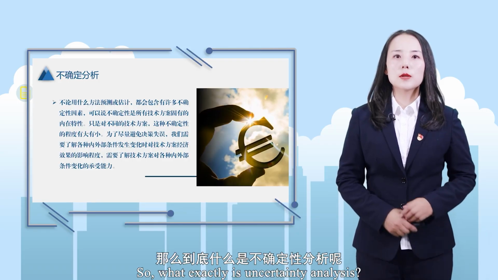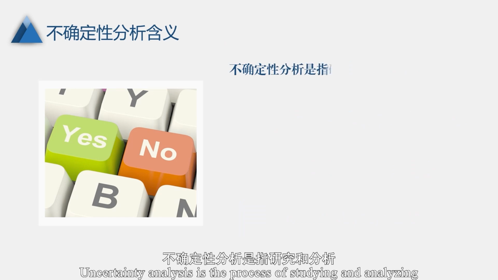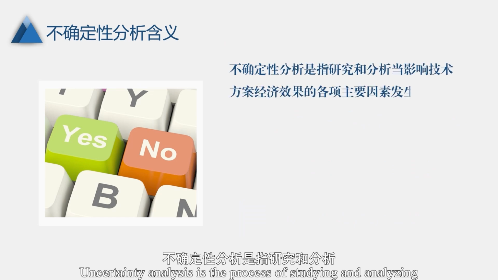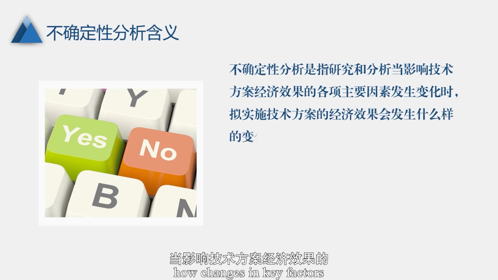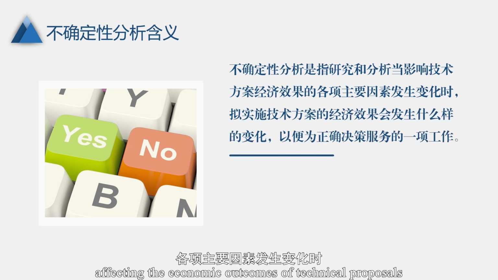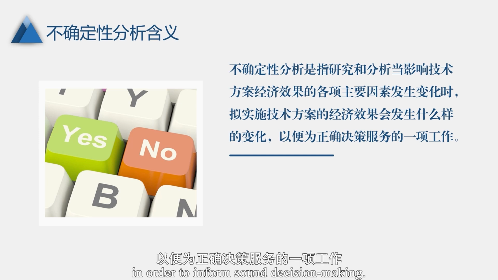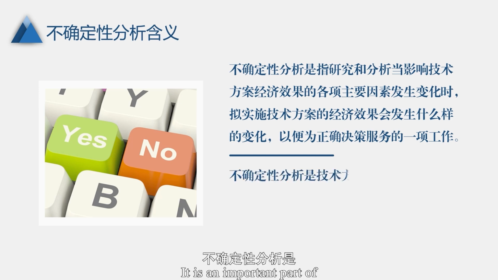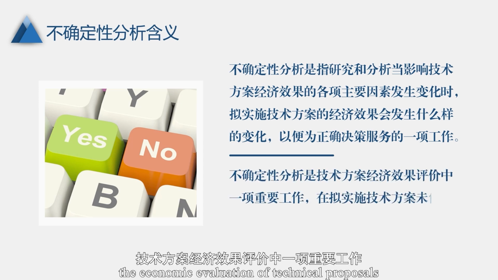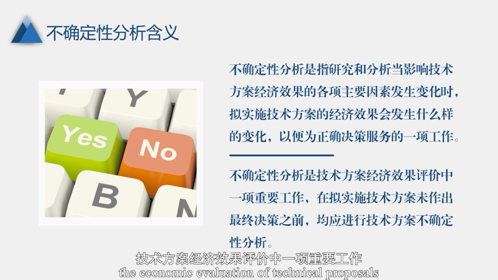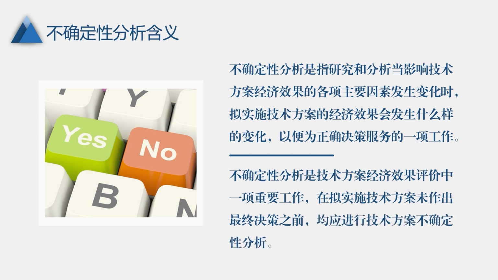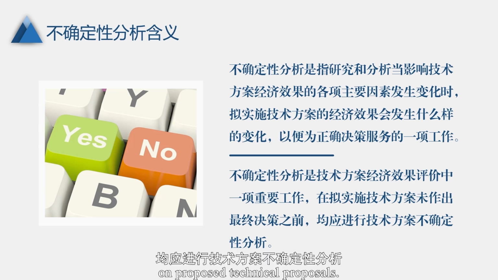So what exactly is uncertainty analysis? Uncertainty analysis is the process of studying and analyzing how changes in key factors affecting the economic outcomes of technical proposals will impact the economic outcomes of proposed technical proposals. In order to inform sound decision-making, it is an important part of the economic evaluation of technical proposals and should be conducted before making final decisions on proposed technical proposals.